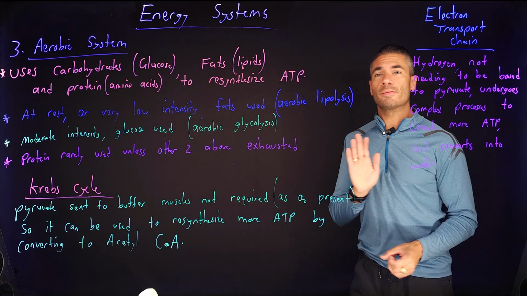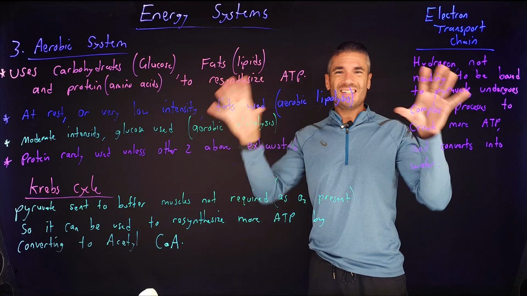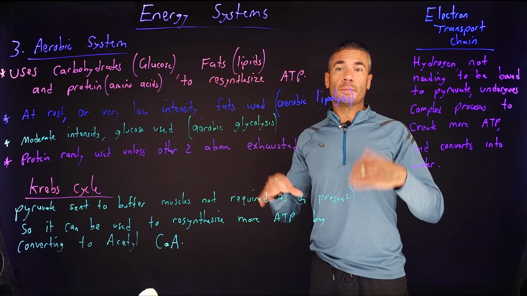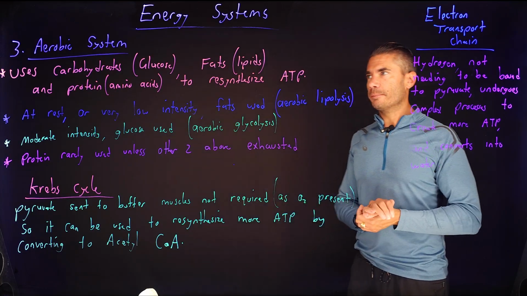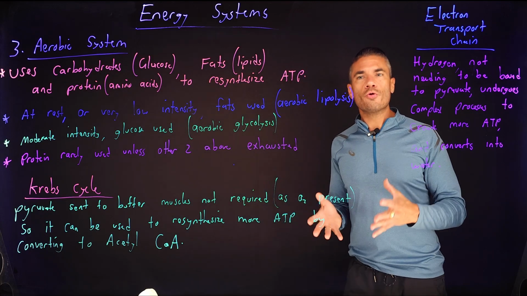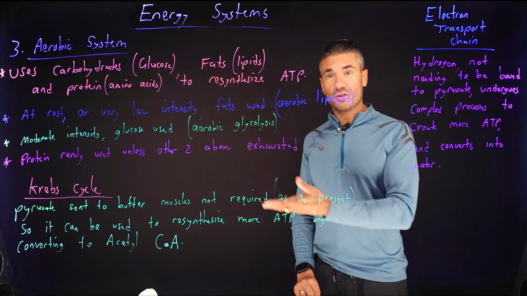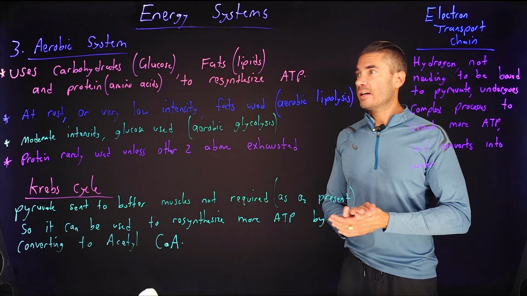All right, so same as I did the lactic acid system, I'm going to do the aerobic system this way, with the details as to how it works, and then I'll rub this off and give you the particulars on the next screen. So the aerobic system, as the name implies, is an aerobic energy system, not anaerobic. So this time it uses oxygen for energy, okay?